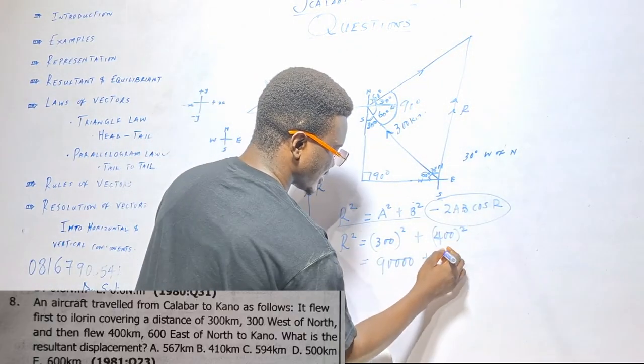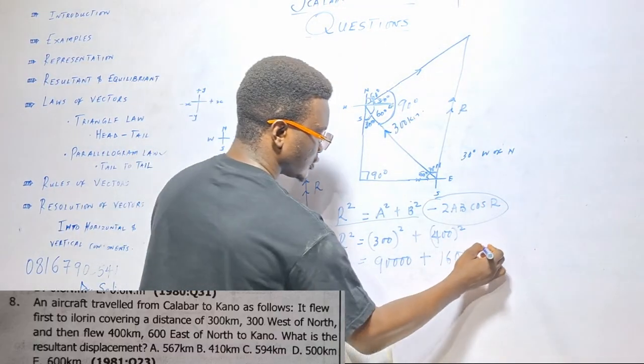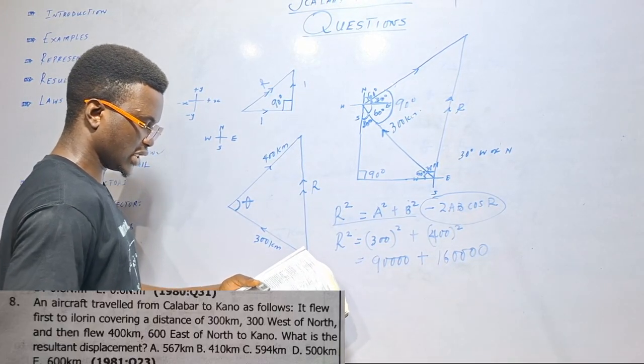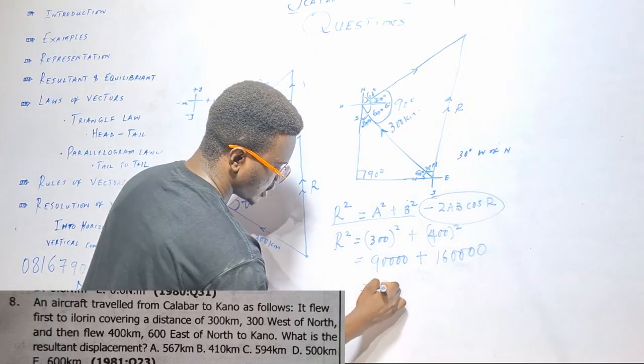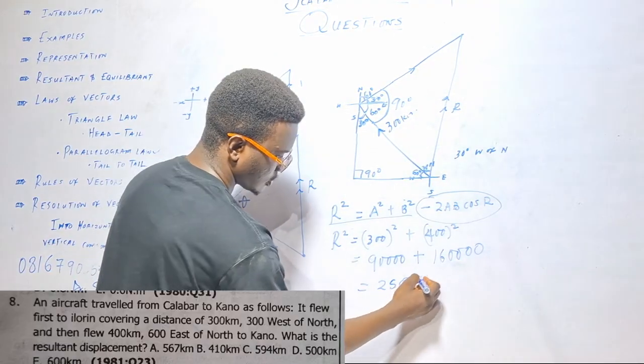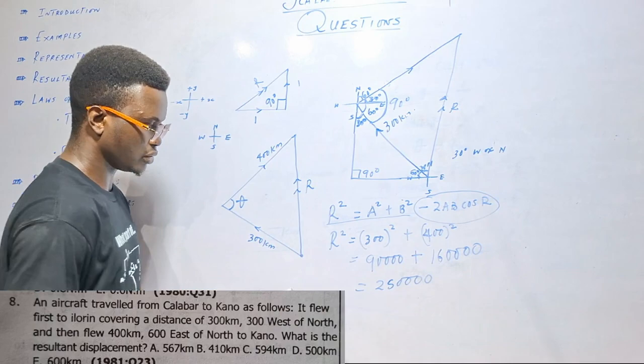That's going to be 160,000. So now 160,000 plus 90,000, sounding like money, that's like 250,000. So if you find the square root of that, you get 500.